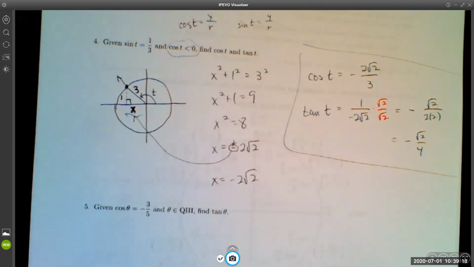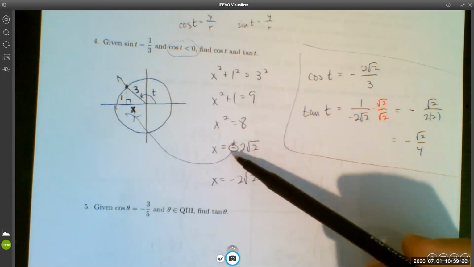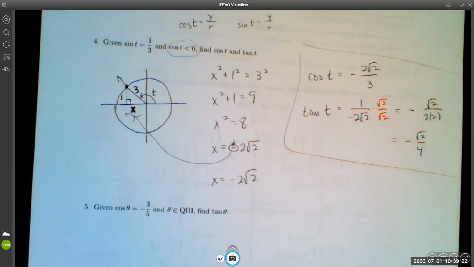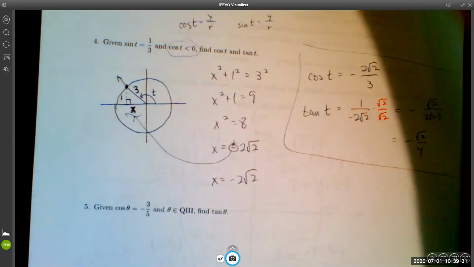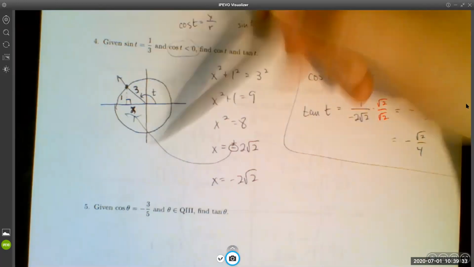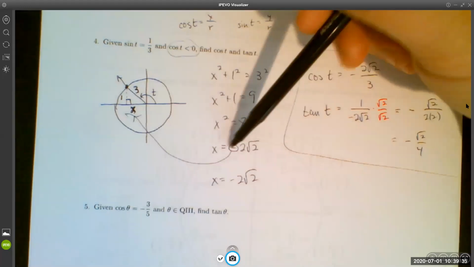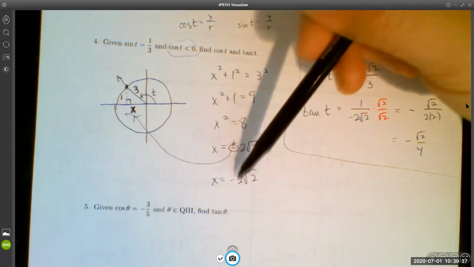On a test or a quiz, I would need to see this justification, okay? Even if the answer is positive. If you just give me the positive answer, but you don't show me why it should be positive, then I'll probably mark you down a little bit for that. So I need to see a picture, and I need to see you actually making a choice here that I'm going to take the negative version.